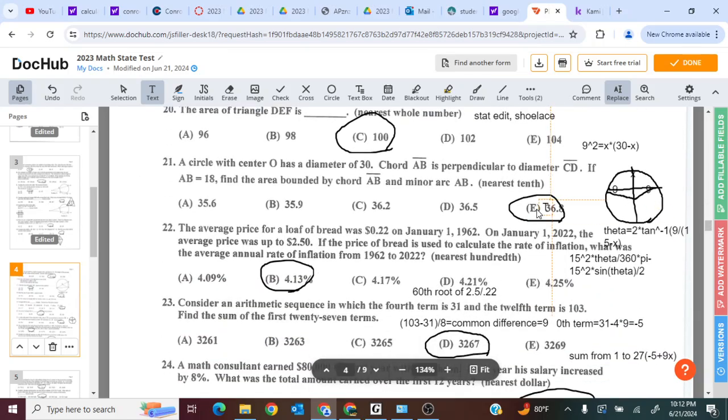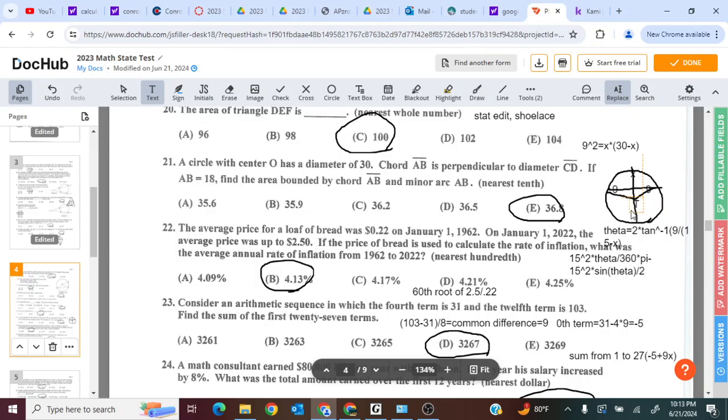Okay, 21 is annoying, or annoying to explain at least. A circle with center O has a diameter of 30. Chord AB is perpendicular to diameter CD. If AB is 18, find the area bounded by chord AB and minor arc AB.